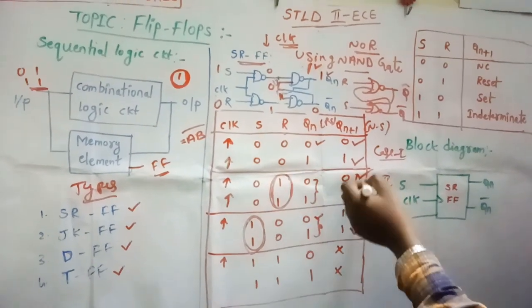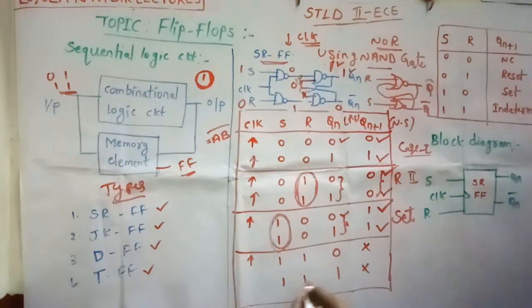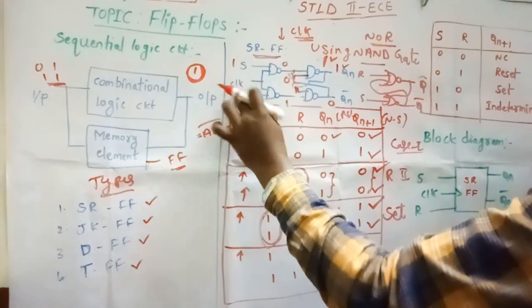R is 1, the next state is 0. That is called reset. This is called set. Then go for the last case, a very important case.